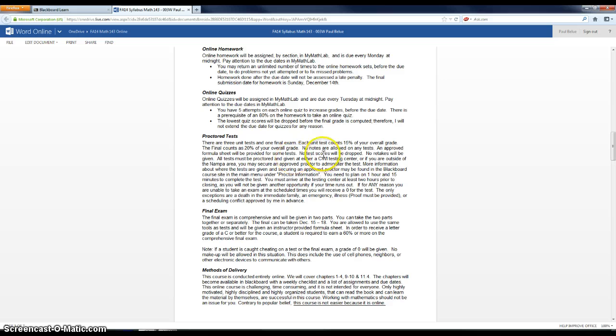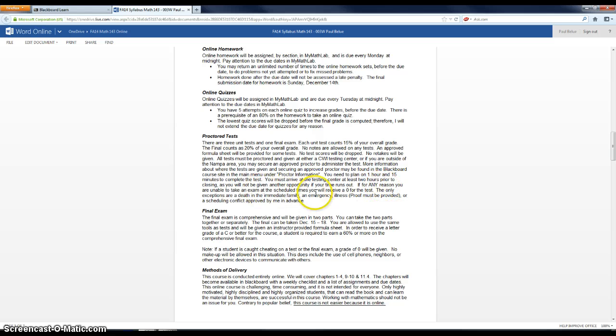When you take these 3 unit tests and the proctored final exam, you must do it at a CWI testing center. And I will discuss a little bit more how to set up taking a test in the testing center. If you cannot take one at a CWI testing center, you must speak to me in advance, and I must approve your proctor location, and we will get that organized with the testing center.